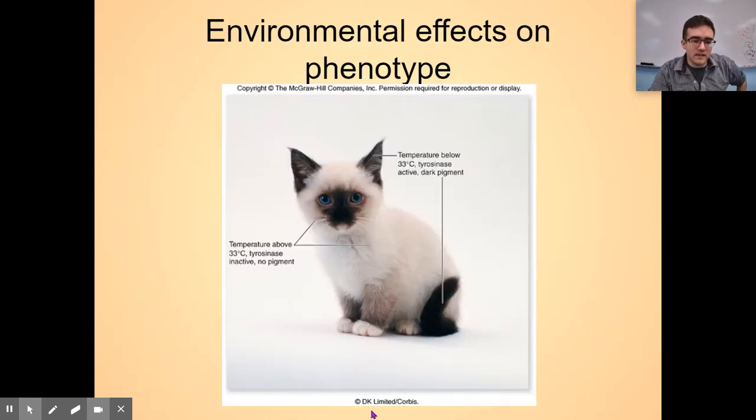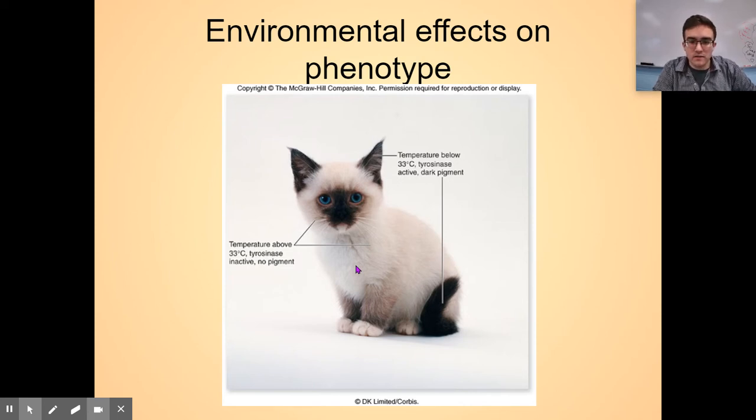If the temperature is below 33 degrees Celsius, which is about 90 degrees Fahrenheit, the allele gets activated, producing a dark pigment, which we see on the tails, the ears, and a little bit on the legs of this kitten. But if the temperature is above 33 degrees Celsius, then the allele is inactive, so we don't get a pigment, and it's white. So that's how temperature plays a role in how different alleles are expressed.